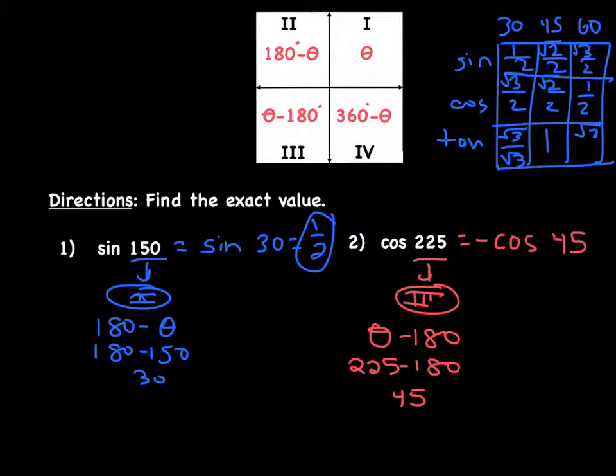Okay, so now this is equal to, let me bring down the negative sign, and since cosine of 45 is equal to radical 2 over 2, let's bring down a radical 2 over 2. So our answer is negative radical 2 over 2.